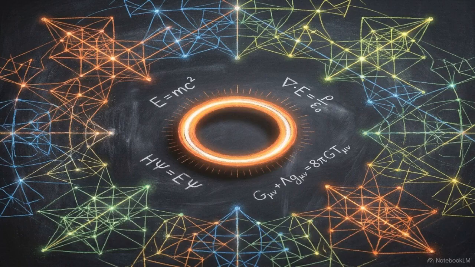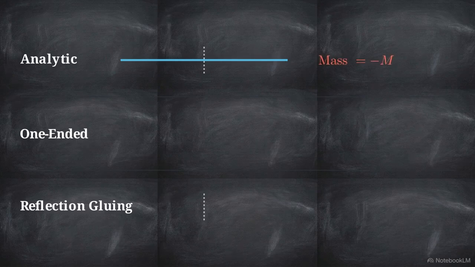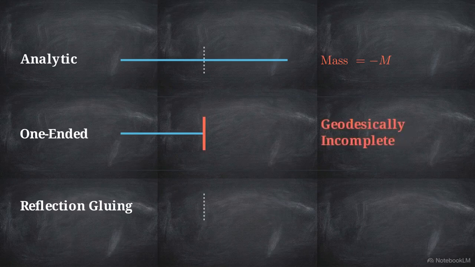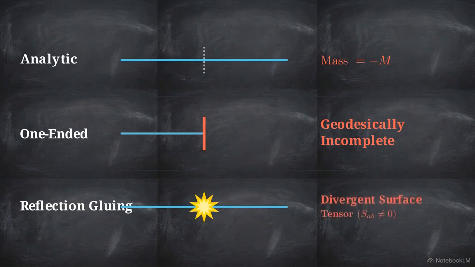The local vacuum equations govern the geometry near the disk, but the global topology and time orientation are independent inputs. We must choose between different axiom sets. The Boyer-Lindquist continuation is mathematically smooth, but creates an asymptotic negative mass. A one-ended model avoids the second region, but leaves the disk as an incomplete boundary. A same-time positive mass model introduces the divergent surface tensor we calculated.